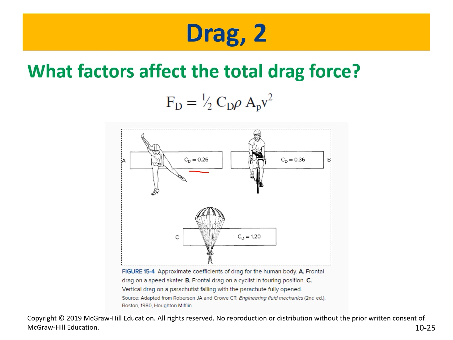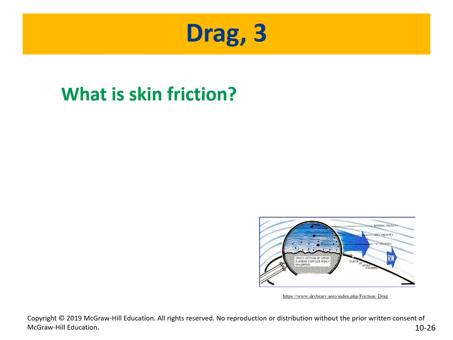The larger that value, the coefficient of drag, the larger the resistance force. And remember, the resistance force is just like the friction force. It's in the opposite direction of the motion. Does that make sense? Good. Okay. The larger the coefficient of drag, the larger the drag force, the resistance force.